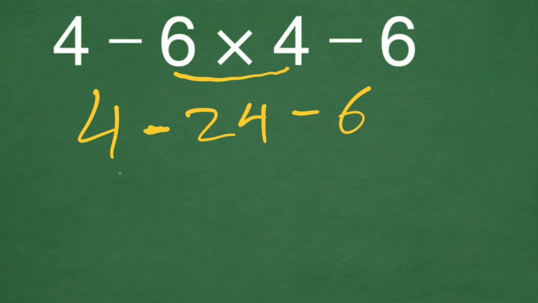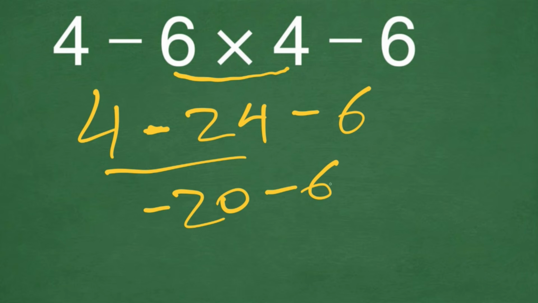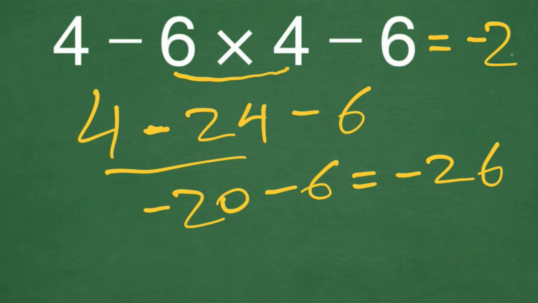right? So 4 minus 24 gives us negative 20, and negative 20 minus 6 is equal to negative 26. So the final answer to this question is negative 26.